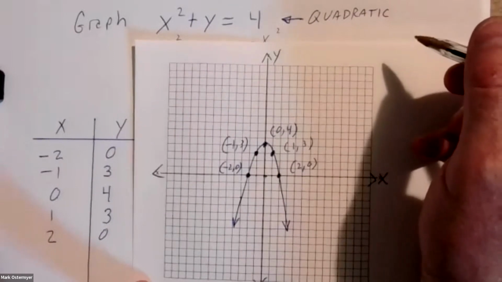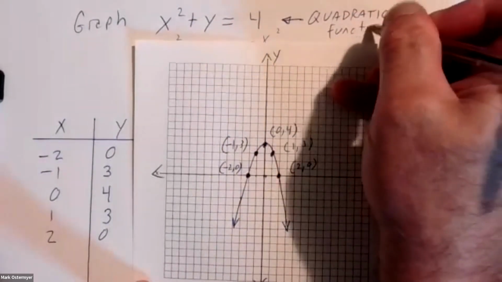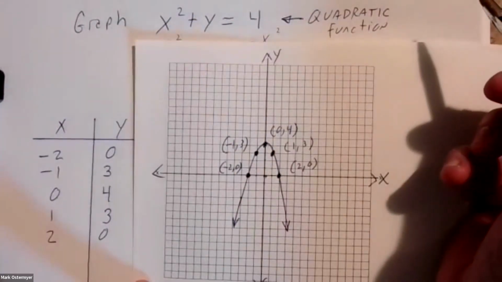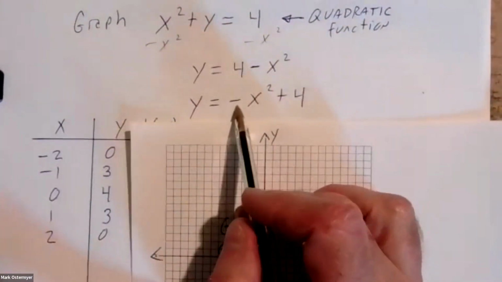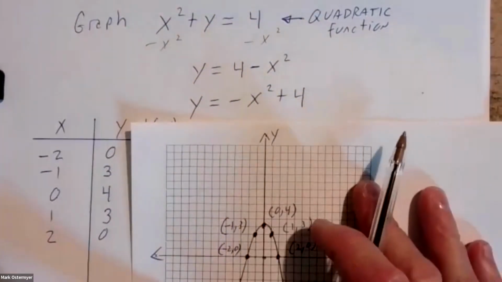That is a quadratic function, in fact, as we'll find out. And the graphs of quadratic functions are going to be parabolas. And this parabola actually opens downwards since we have a negative being multiplied by x squared. That negative sign means the graph opens downwards.